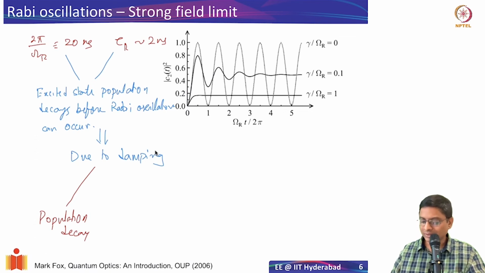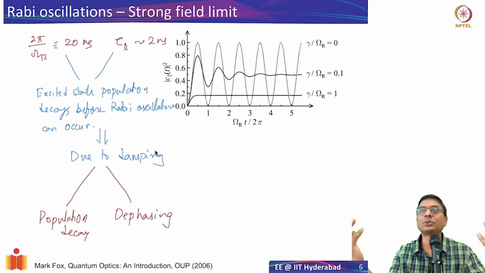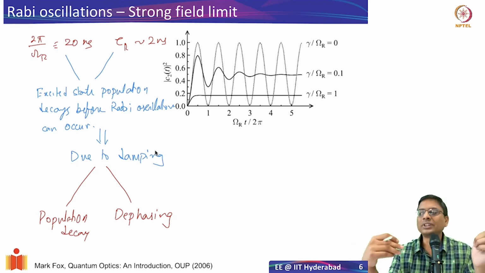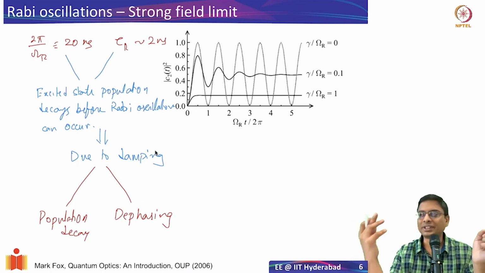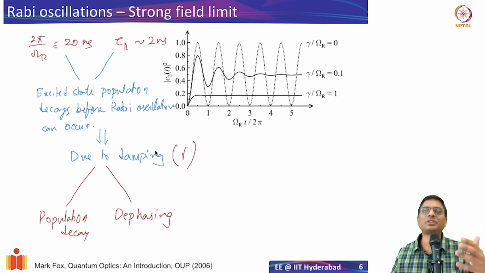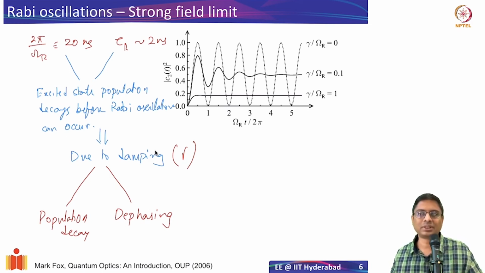Now you can also have another sort of damping mechanism, which is basically dephasing. If there are some phonons, or some collision happens, and the collision didn't really change the number of atoms in the excited state but only changed the phase of it, that will also cause some sort of damping. So in effect, we can think of what happens to Rabi oscillations as a function of a metric, gamma by omega r. I can call this damping gamma, and define gamma by omega r, the ratio of the damping to the Rabi frequency.